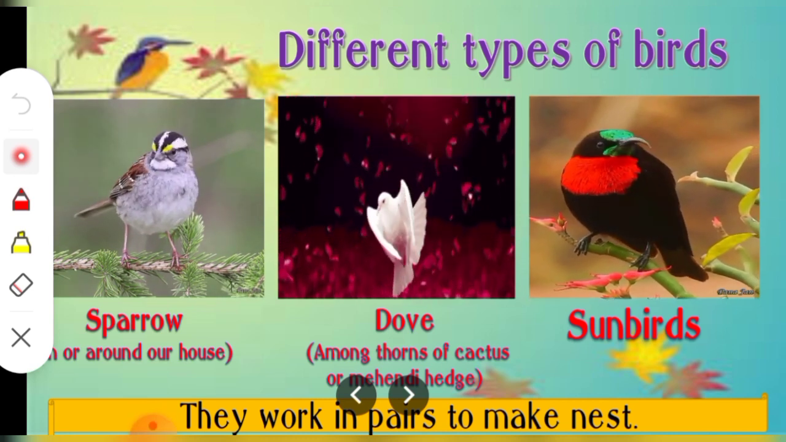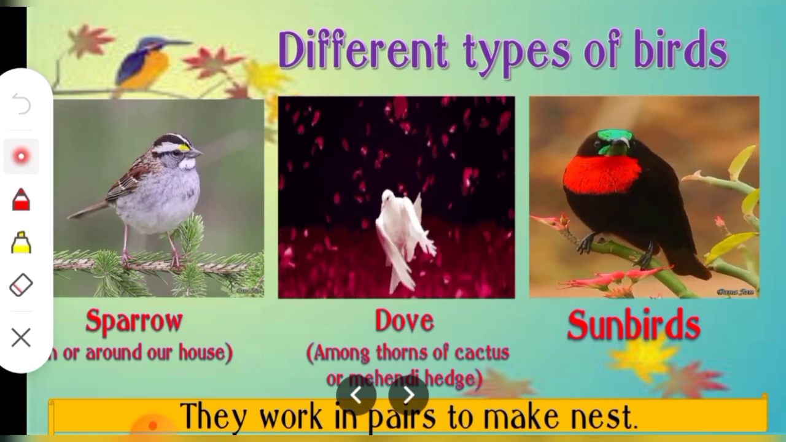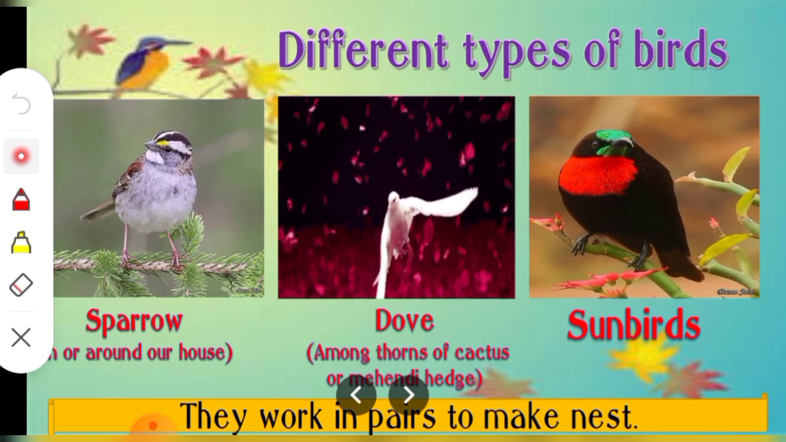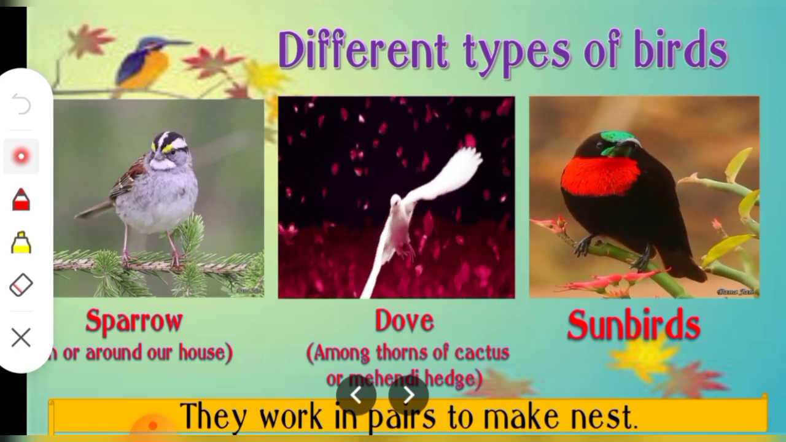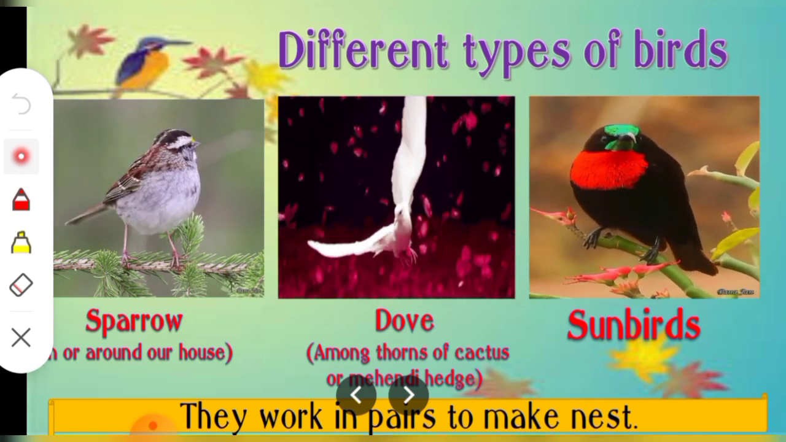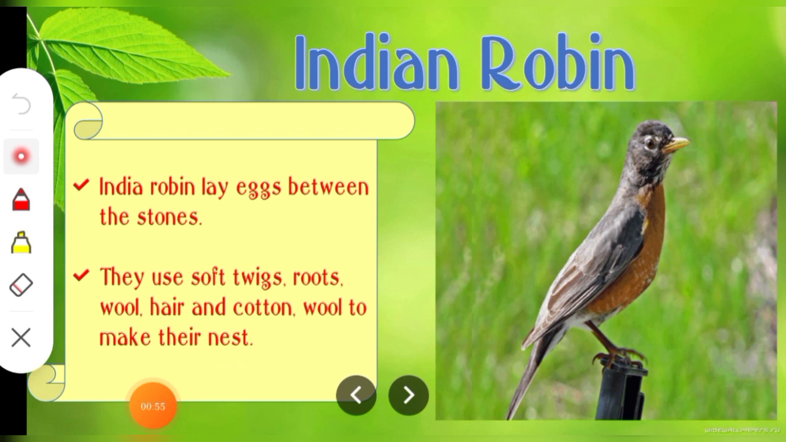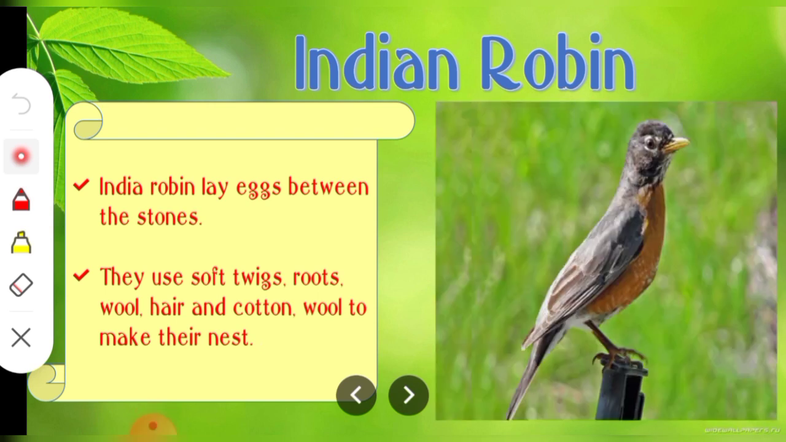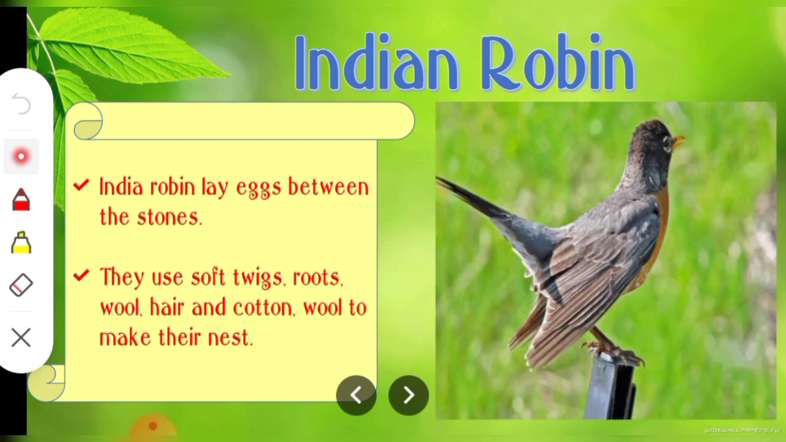We had learned about the sparrow, which makes its nest in or around our house. We had learned about the dove, which makes its nest among the thorns of a cactus or mehendi hedge. Then we learned about the Indian robin. The Indian robin lays eggs between the stones. They use soft twigs, roots, wool, hair, and cotton to make their nest.